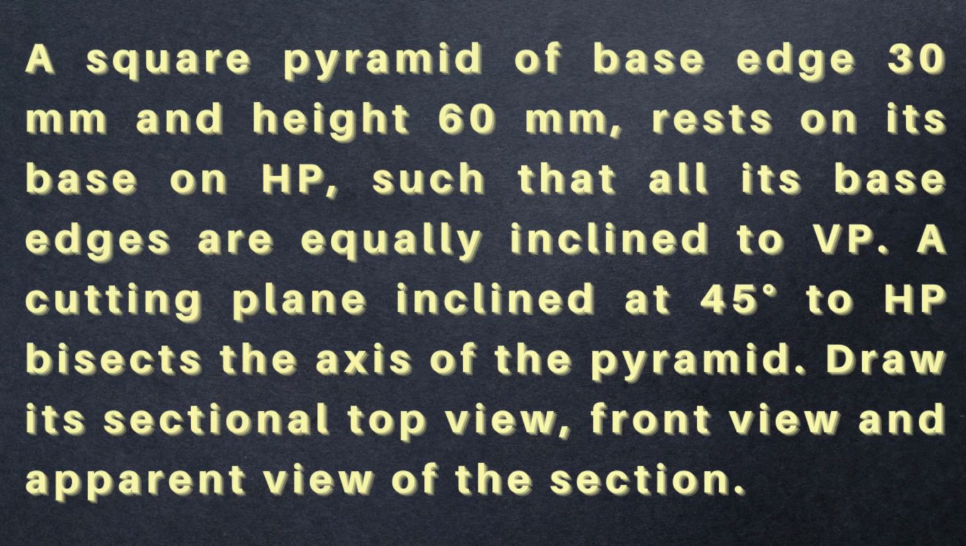A square pyramid of base edge 30 mm and height 60 mm rests on its base on HP such that all its base edges are equally inclined to VP. A cutting plane inclined at 45 degree to HP bisects the axis of the pyramid. Draw its sectional top view, front view and apparent view of the section. So let us discuss the concept.